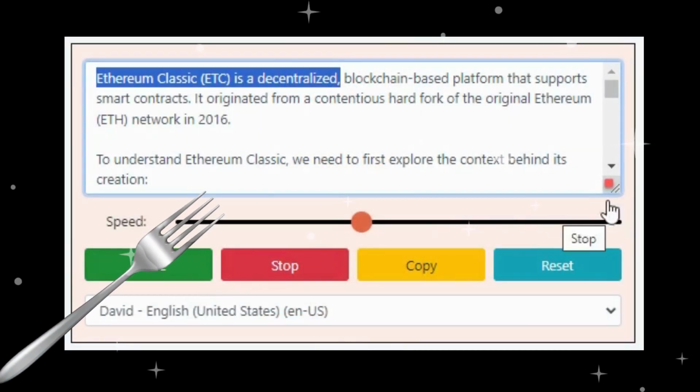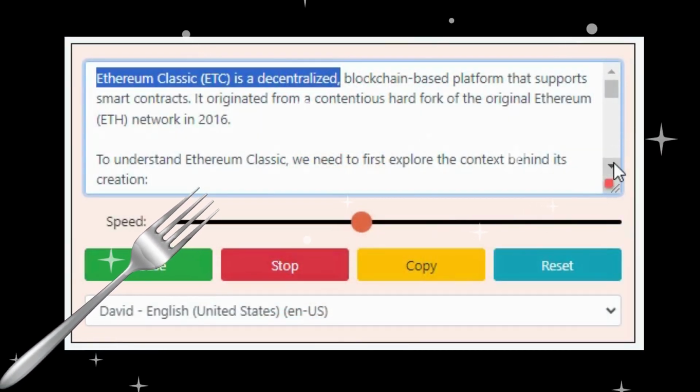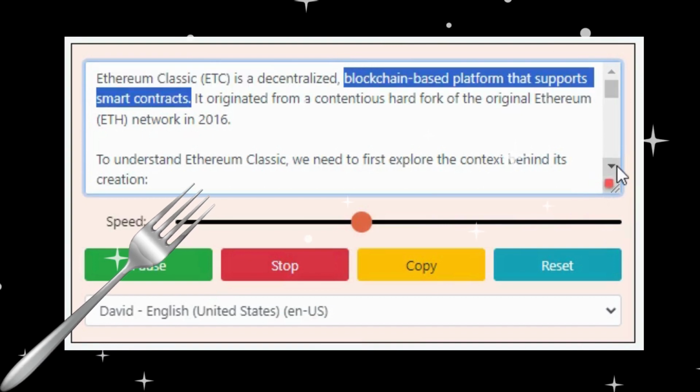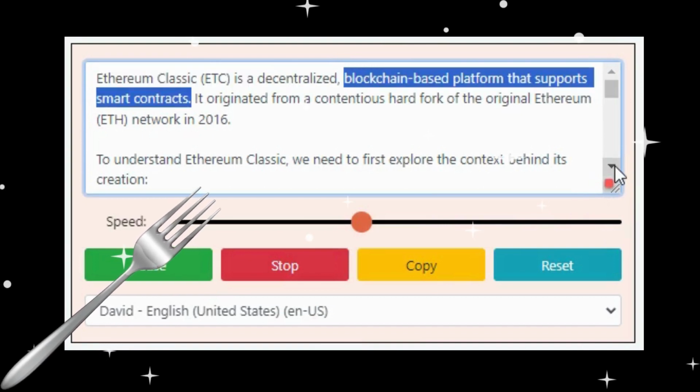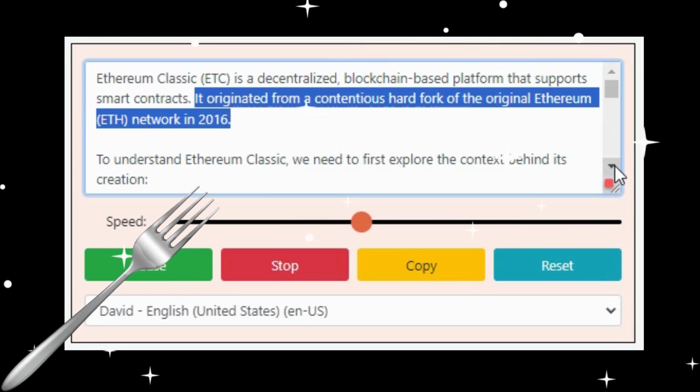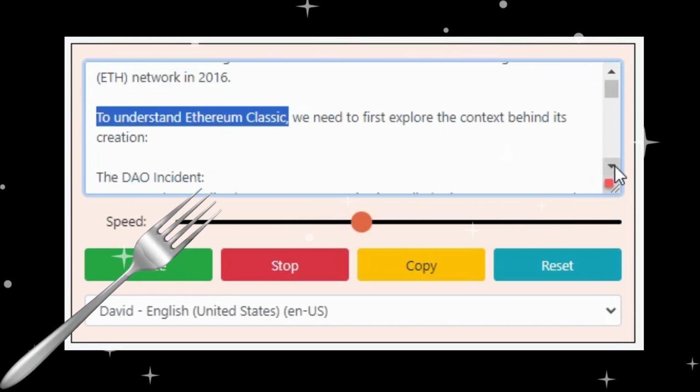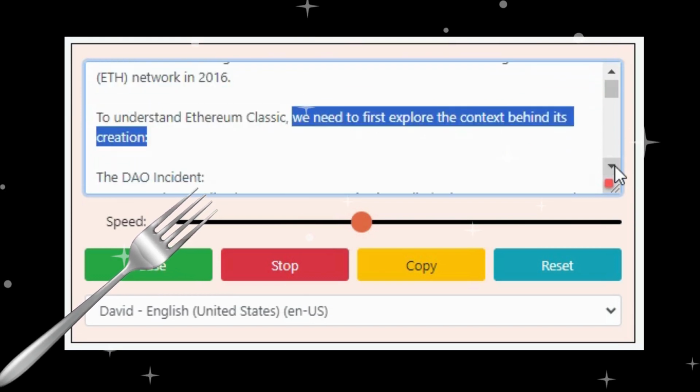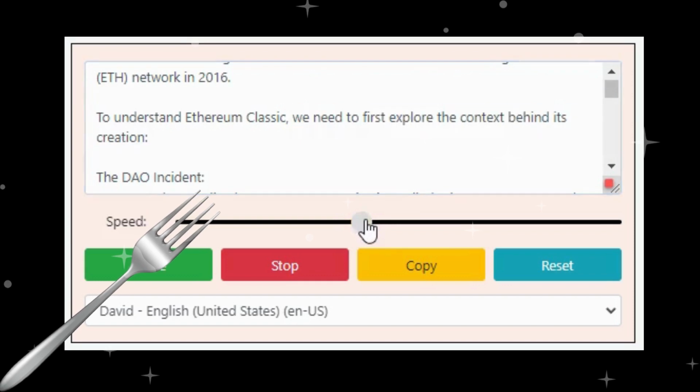Ethereum Classic, ETC, is a decentralized blockchain-based platform that supports smart contracts. It originated from a contentious hard fork of the original Ethereum network in 2016. To understand Ethereum Classic, we need to first explore the context behind its creation.